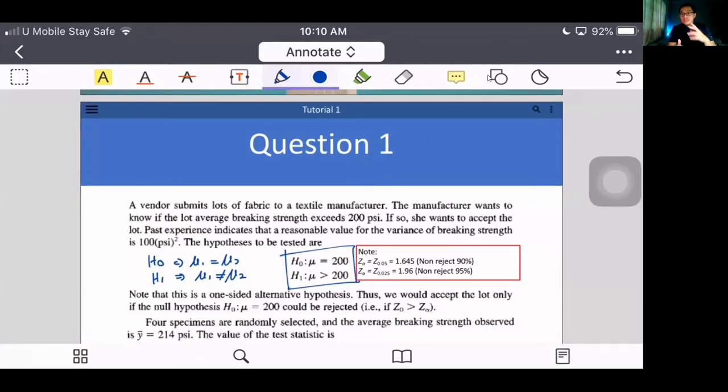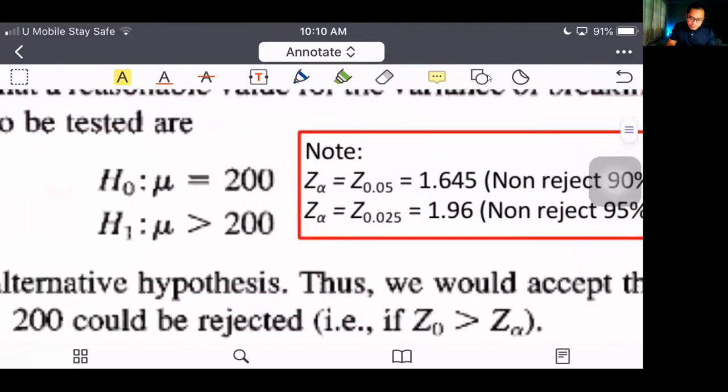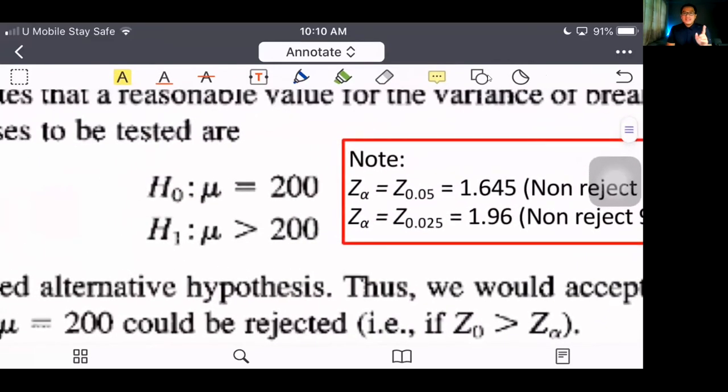In this case, you know what the mean is already. The mean is 200 psi, okay? Because you want the lot to have 200 psi and above. And therefore, you see that H0 is mu equals 200 and H1 is mu more than 200.